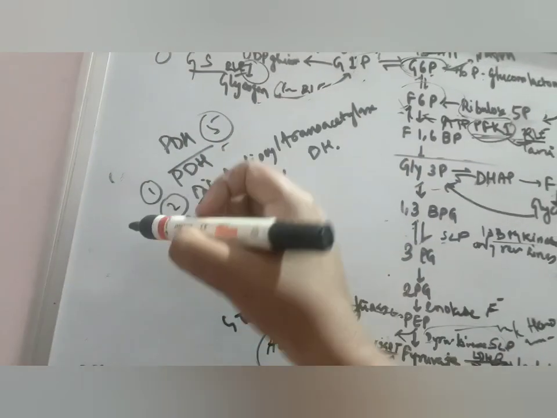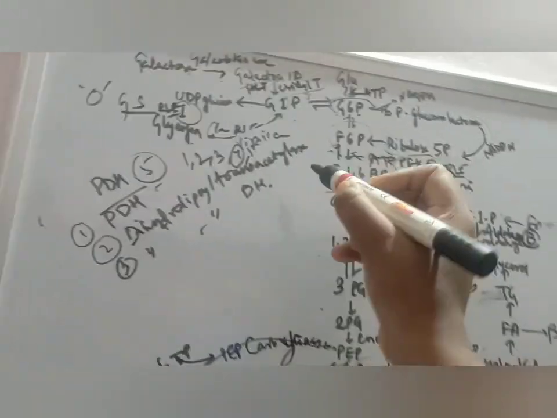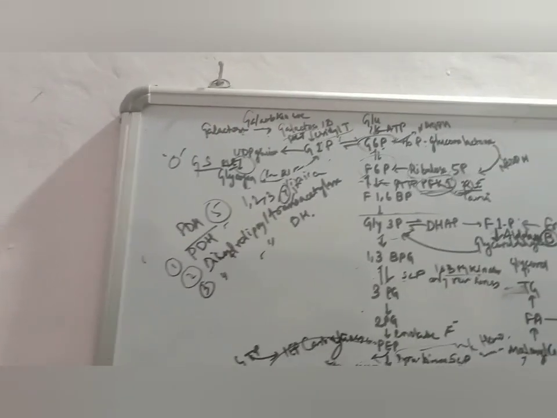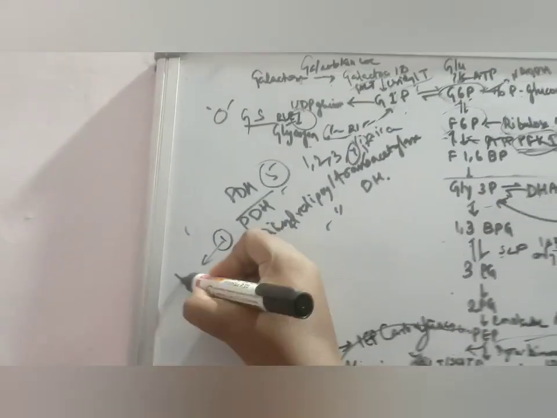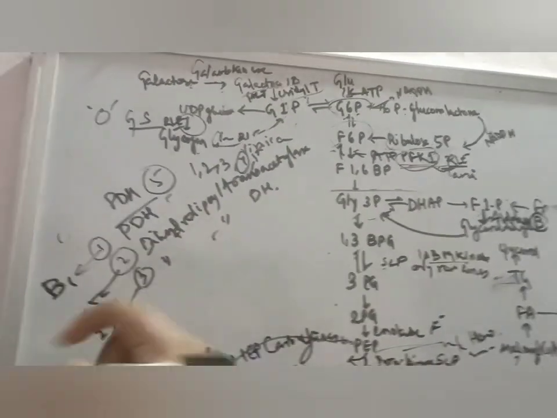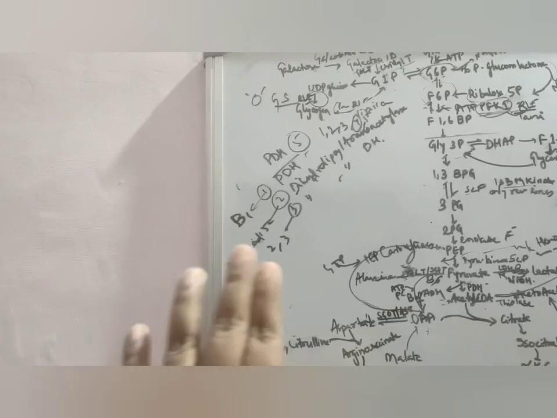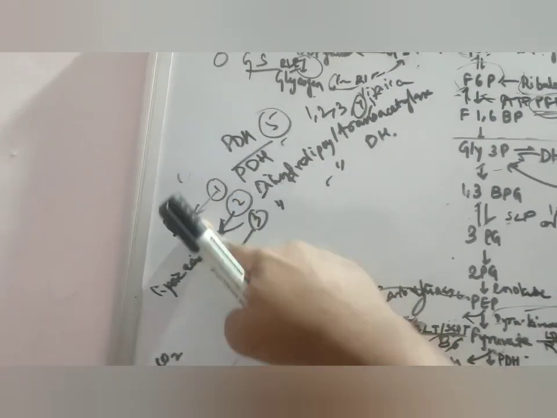And there are 5 cofactors. The mnemonic is 1, 2, 3, 4, 5, where 4 is not 4. 4 is lipoic acid. So 1, 2, 3, lipoic acid, 5. Basically B1, B2, B3, lipoic acid, and B5. B1 is thiamine, it will be TPP, thiamine pyrophosphate. Then lipoic acid is lipoic acid, and 5 is pantothenic acid. One of the important forms of pantothenic acid is coenzyme A.